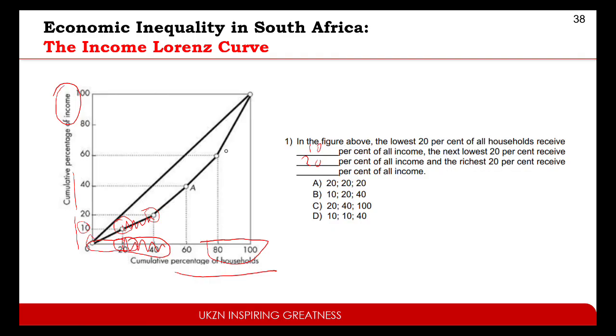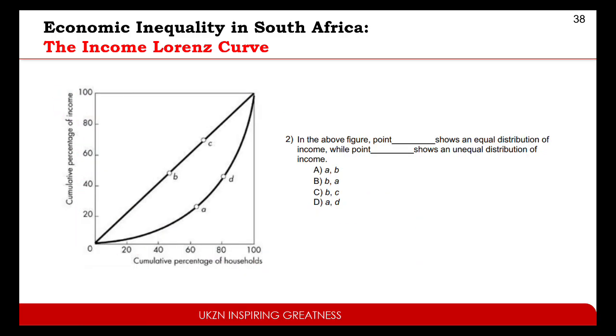So I'm just checking. So we say 100 minus 60, that's 40. So it's 40. So 10, 20, 40 is B. So you see, don't forget, it's this minus that. But here is 0, so we just say 10. But this minus that, because it's cumulated, right?